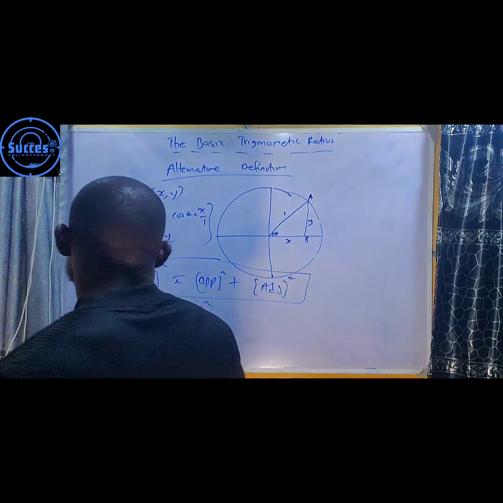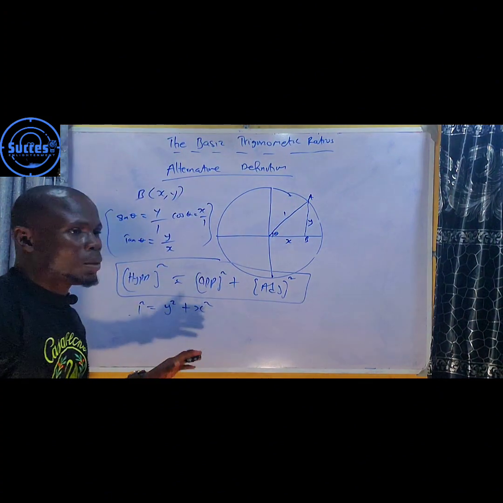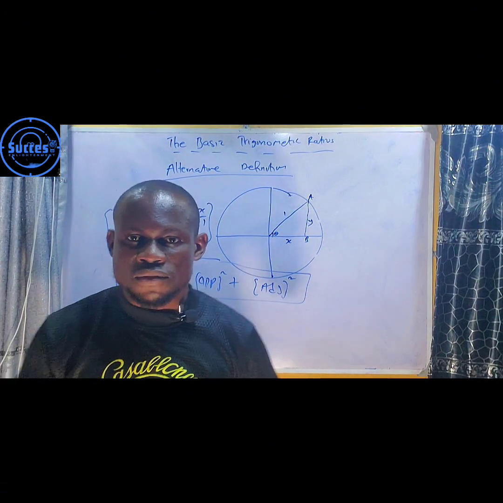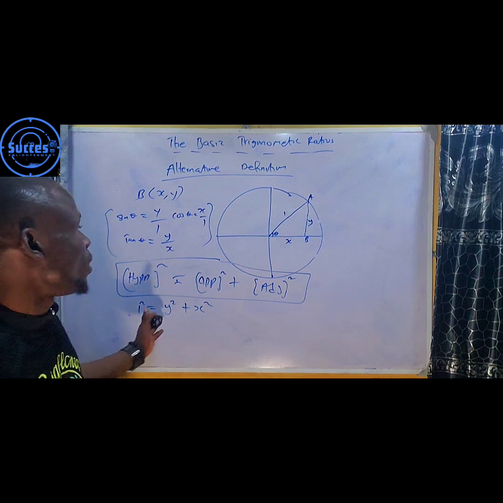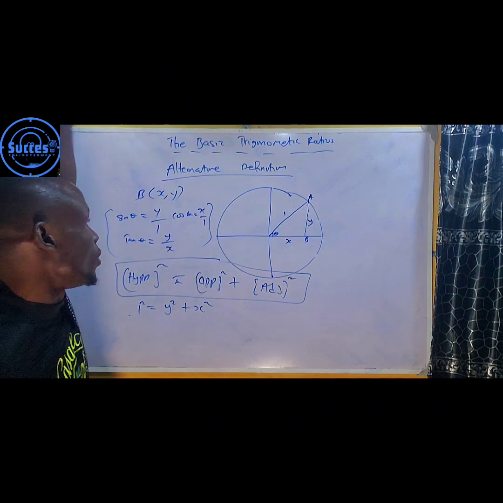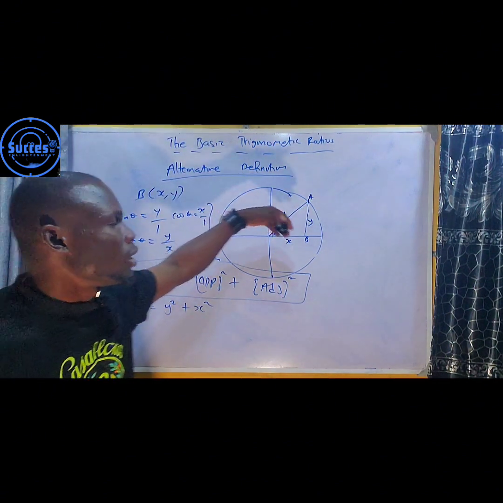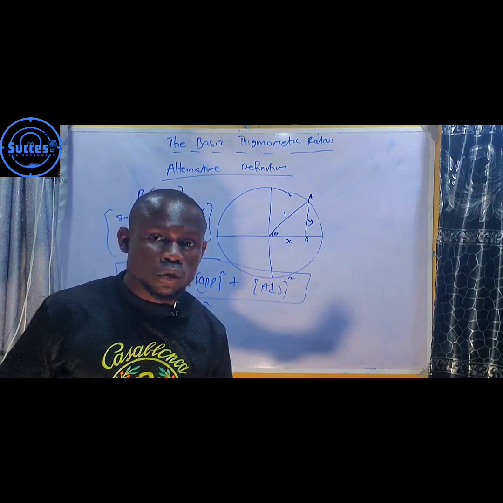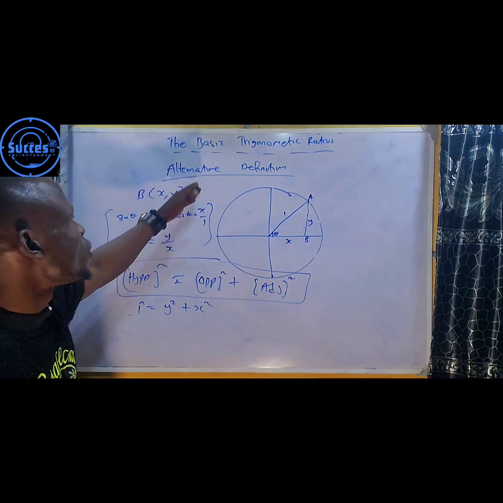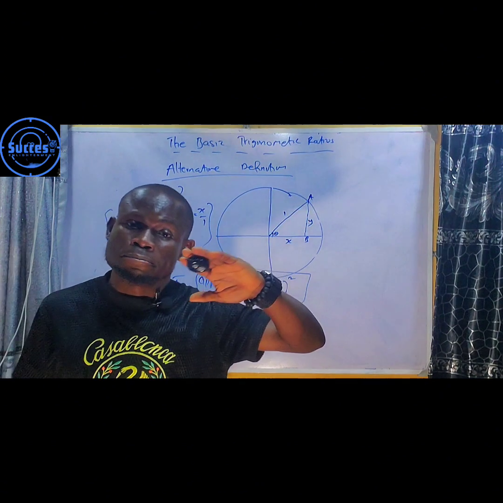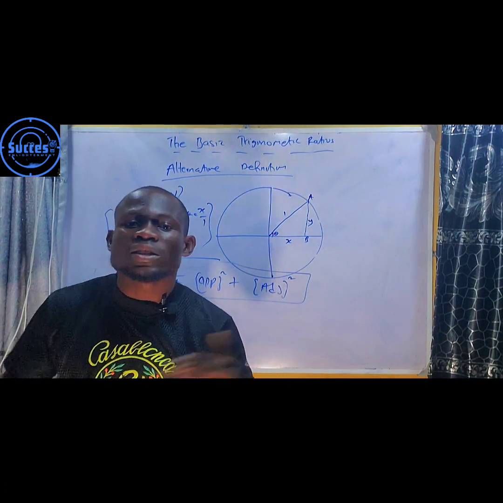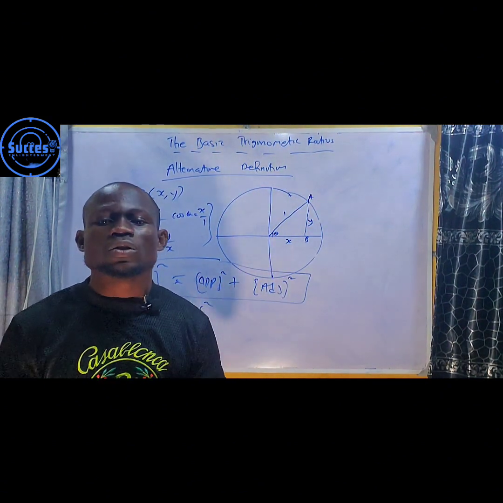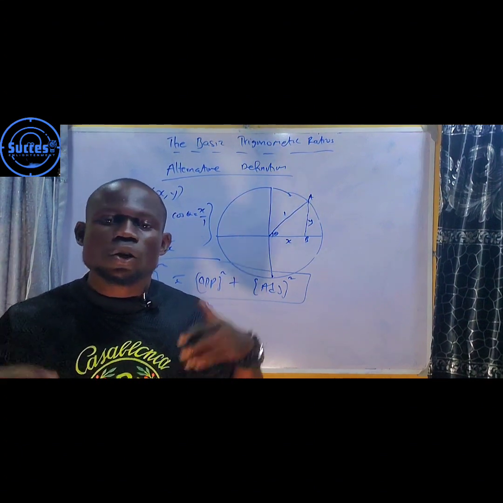That's the Pythagoras theorem. Now with this Pythagoras theorem, if you are given any two sides, you can find the other side. And once you can find the other side, you can always apply your traditional definition to find any of the angles. So you can always use this alternative definition and the traditional definition to find all the sides and all the angles of a right angle triangle.